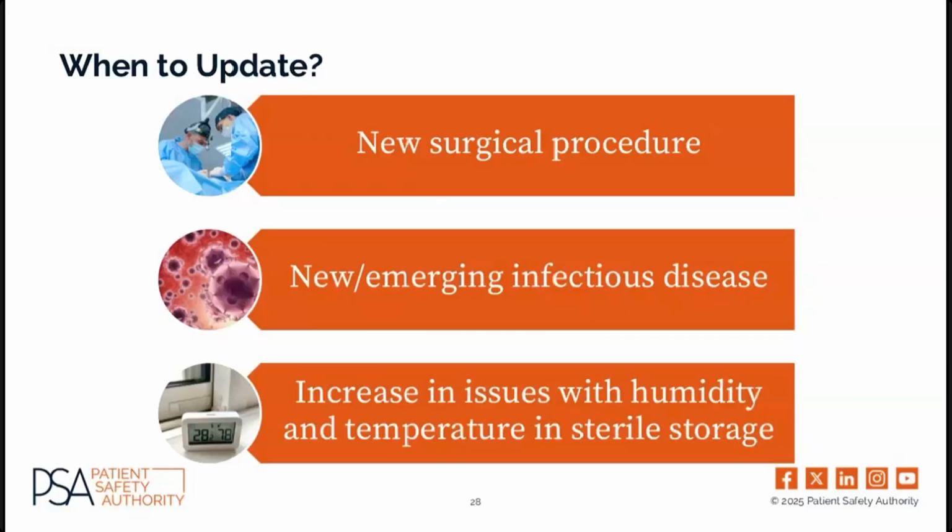Even now with measles in the communities, that's a time when maybe we would want to update our risk assessment to be looking at what impact that could have. And then if we see an increase in issues with humidity and temperature in our sterile storage area, any change like that or any problem that's coming up, we want to make sure that we're including that. If it's happening now and we get it under control, we want to make sure in incoming risk assessments that we don't let that slip by the wayside and forget that it was an issue, and make sure we're keeping up with everything that we should.